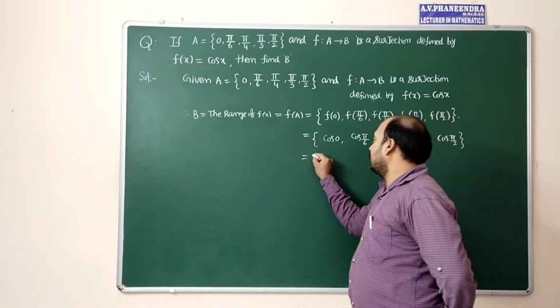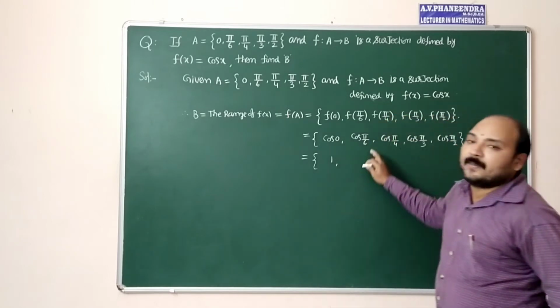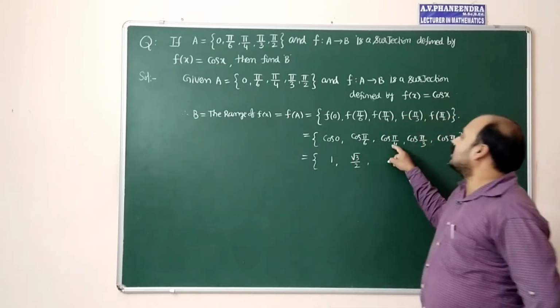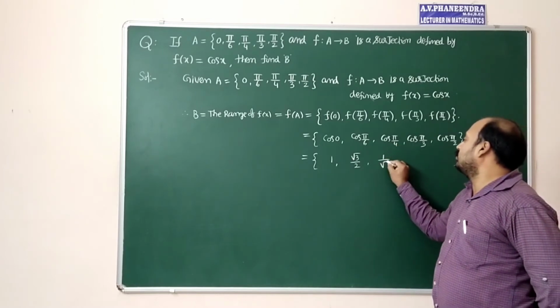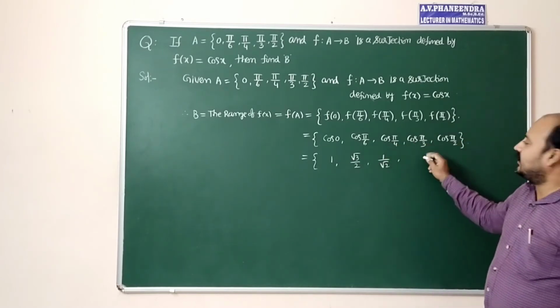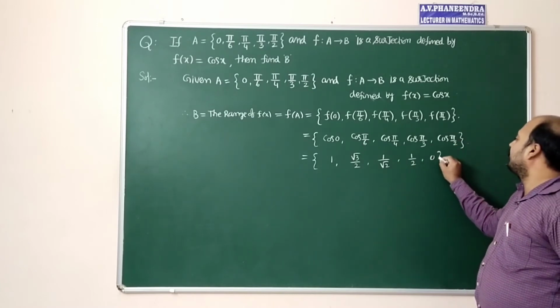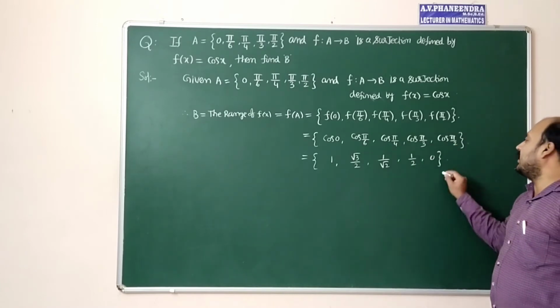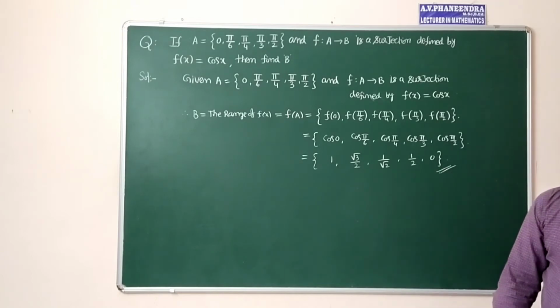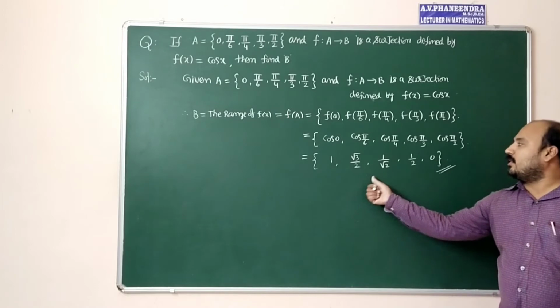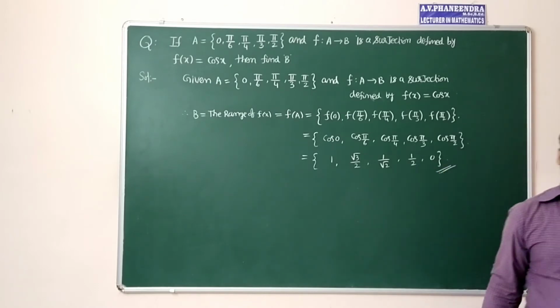Cos 0 is 1, cos pi by 6, cos 30 is root 3 by 2, cos pi by 4 is 1 by root 2, cos 60 is 1 by 2, cos 90 is 0. Therefore, the range of the given function f of x equal to f of A equal to B, that is 1, root 3 by 2, 1 by root 2, 1 by 2, 0.